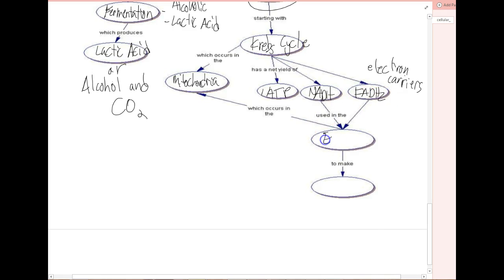Used in the electron transport chain. You know, a good way to abbreviate that is ETC. And at the end of the day, we're going to make some ATP. The electron transport chain can make about 30 to 32 ATP. About 30 to 32 ATP.